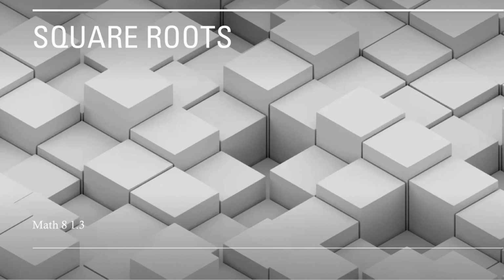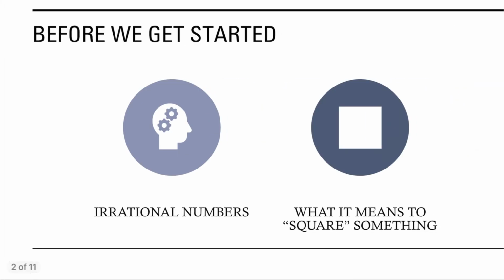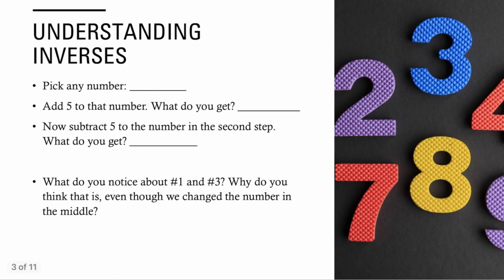This video is going to introduce the idea of square roots. Before we get started, it's useful to know what an irrational number is because it'll tie in with square roots later, but you don't have to know it for this video. You do really need to know what it means to square something. If I say to square 4, know that it means 4 times 4, right? To do this, we need to understand inverses.